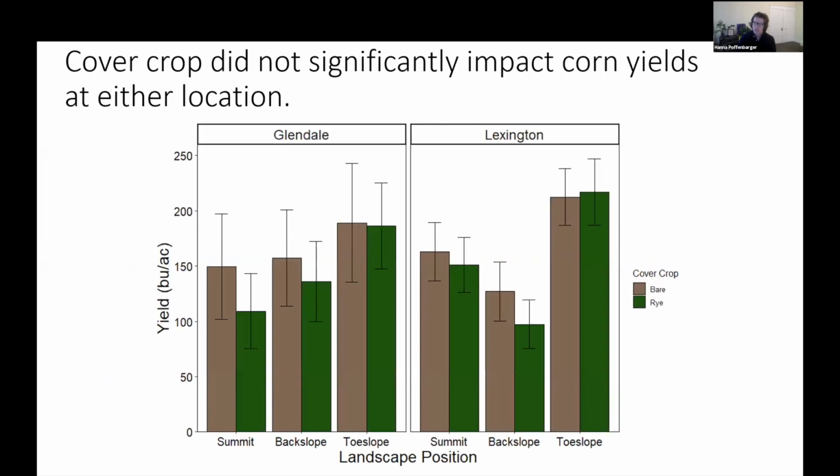And now when we look at the cover crop treatment at both sites, we see no significant difference between the rye cover crop and the winter fallow, although there is a trend towards lower yields following the cover crop in some of the landscape positions. The landscape variability across our replicates and across these hill slopes was really high, and it may have drowned out a significant effect of the cover crop.